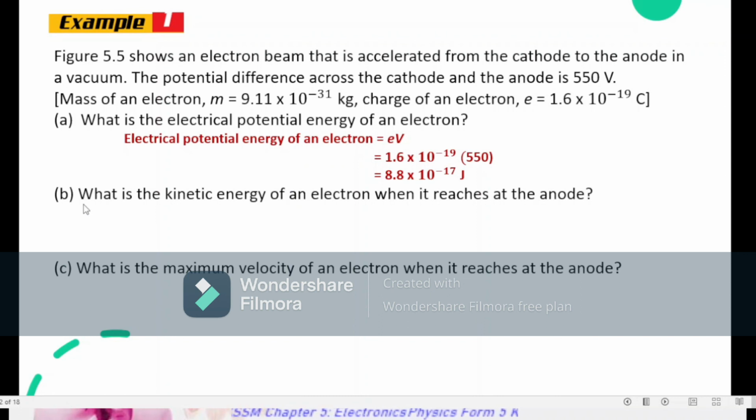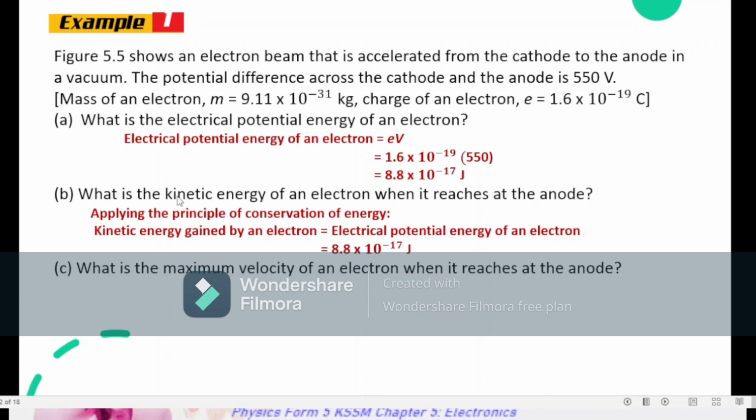Next, what is the kinetic energy of an electron when it reaches the anode? Applying the principle of conservation of energy, the kinetic energy of an electron is equal to the electrical potential energy of the electron. Thus we get the same value as this one, 8.8 times 10 to the power of negative 17 joule.